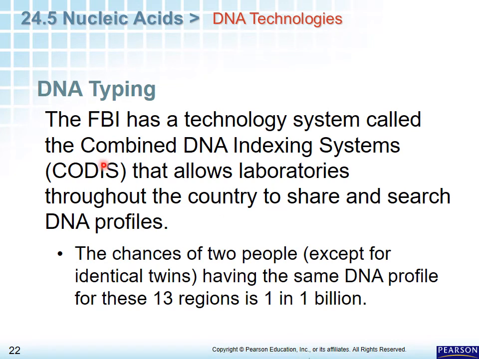Two. The FBI has a technology system called the Combined DNA Index System. What is it? CODIS, where CO means combined, allows laboratories throughout the country to share and search DNA profiles. The chance of two people, except identical twins, having the same DNA profile for these 13 regions is 1 in 1 billion.